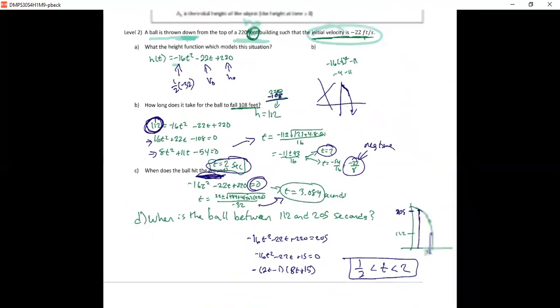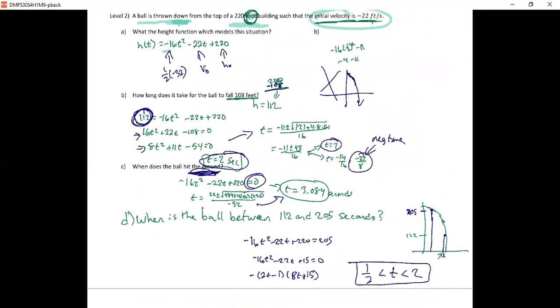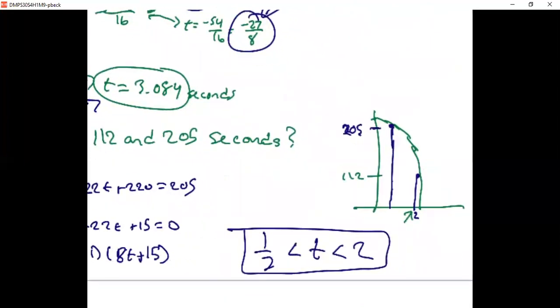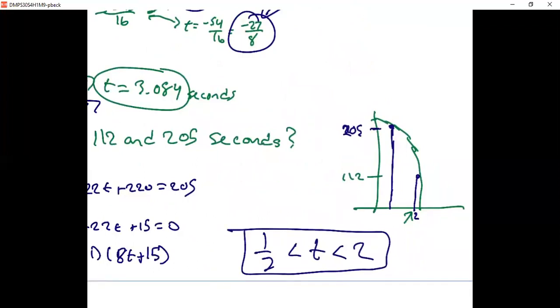And then the last question, which I hand wrote on here: when is the ball between 112 and 205? Once again, I redrew this situation and said the ball is going to be on or in between those 2 values, in between these 2 times. We just need to figure out what's this time and what's this time, and we had already solved for the 112 from the previous problem. So we're going to fill in that information.